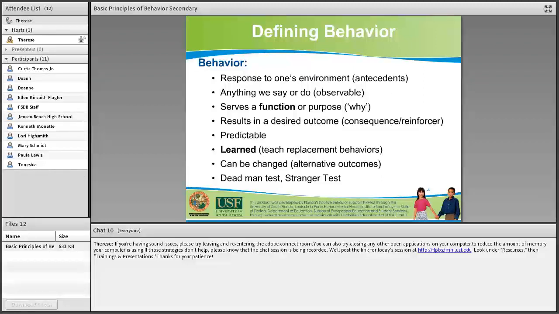The dead man test is a little bit confusing. You want to make sure that your behavior definition is not describing something that a dead man can do. So sitting quietly is something a dead man can do, so you want to avoid using that as a particular description of behavior.